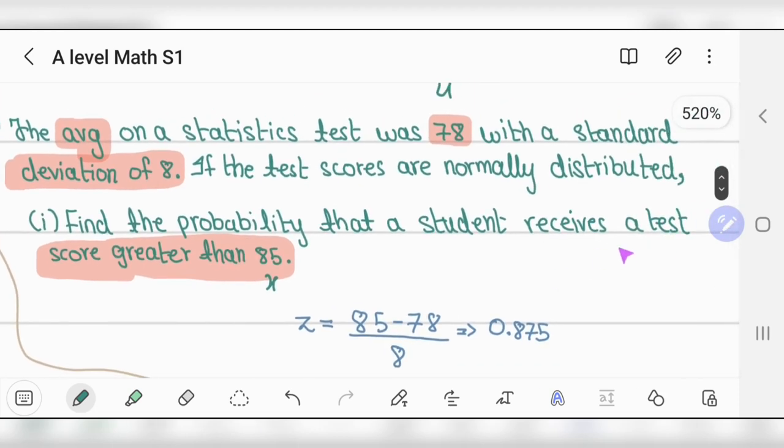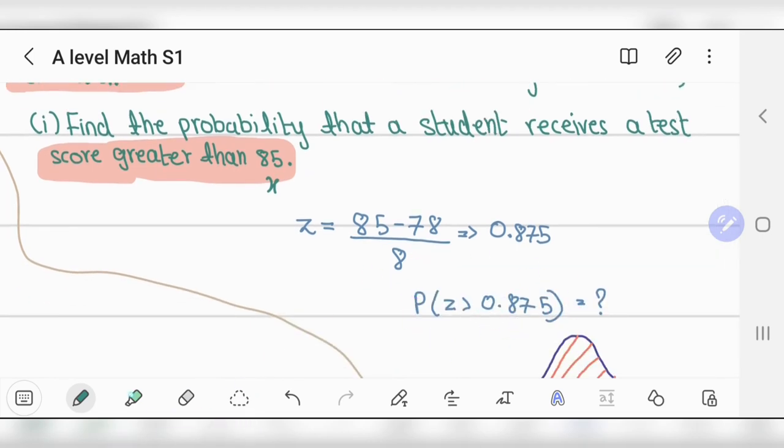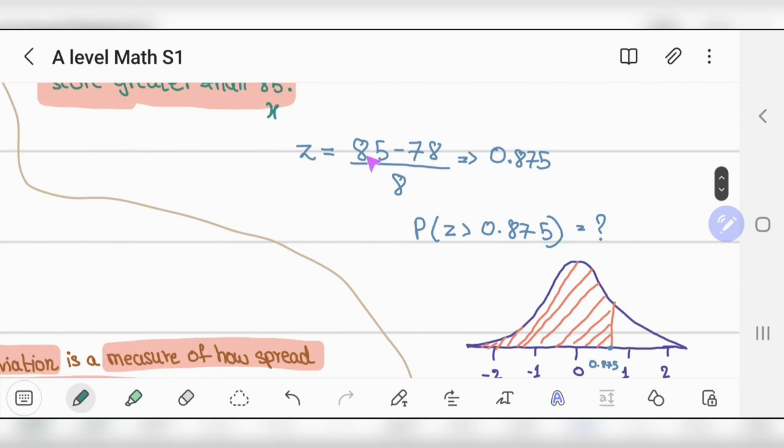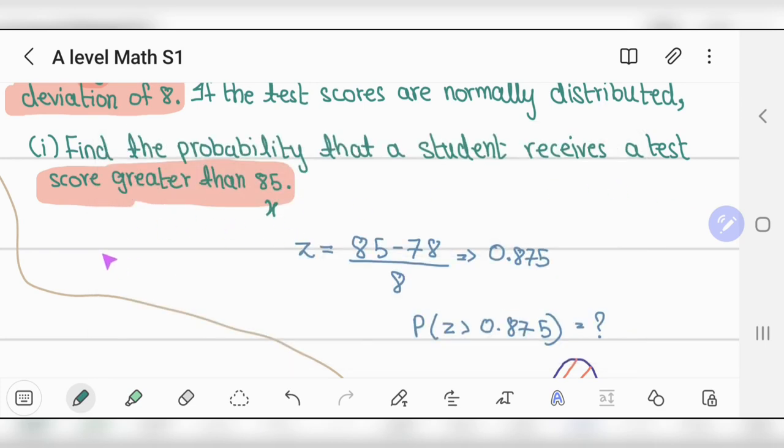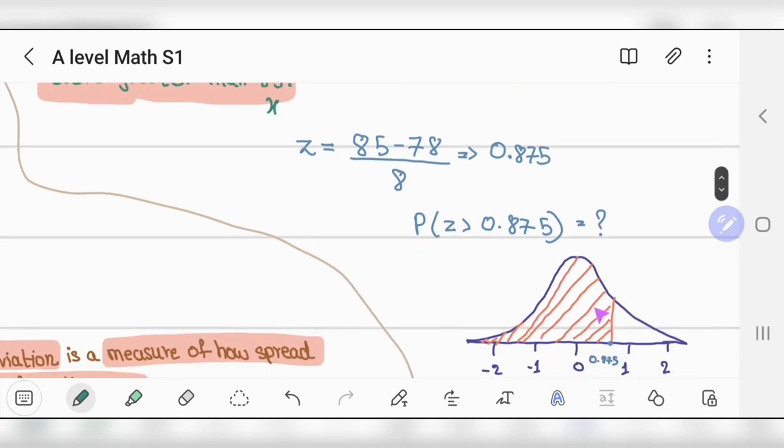Now you need to find the probability that the student receives a test score greater than 85, which means a z-score greater than 0.875. The z-score looks something like this. First of all, you got 85, and here you got 78 as the mean. But then you just convert it to a z-score. And now you need to find the probability. So we need to find this area, but right now we will try to find the probability of z less than 0.875. This is the probability that we're going to find, and then after finding it, we will subtract it from 1 to get this.